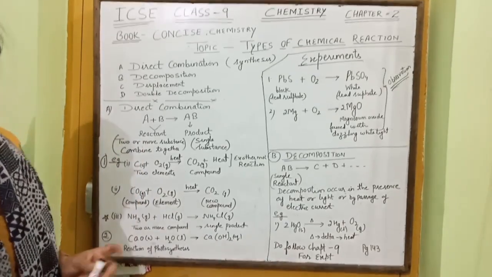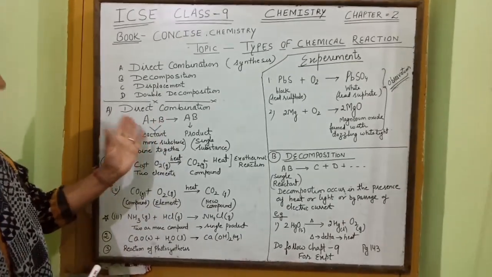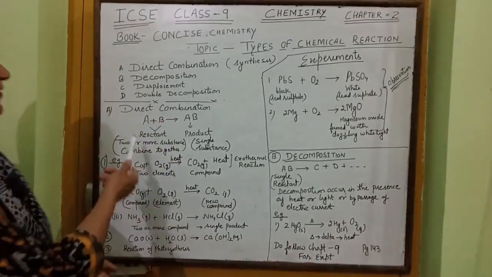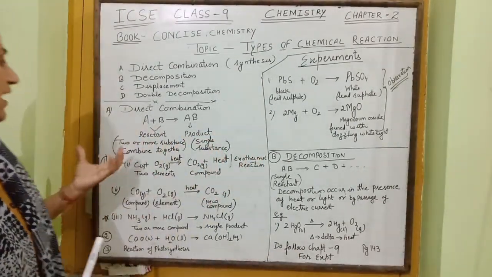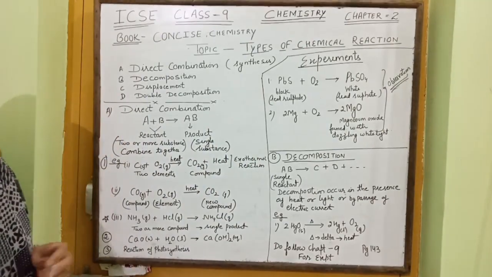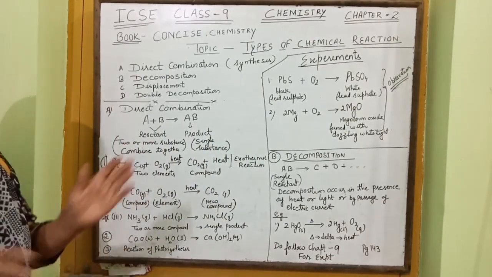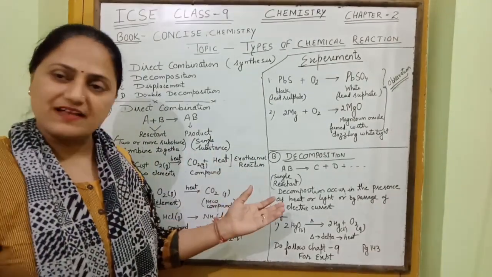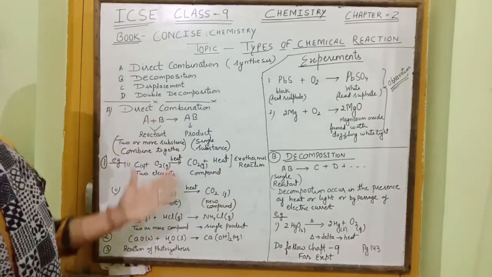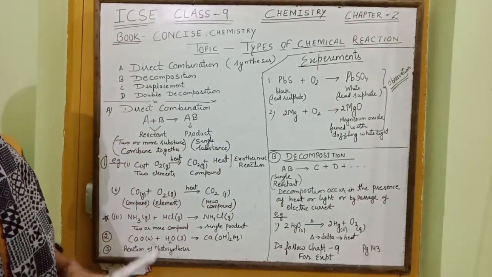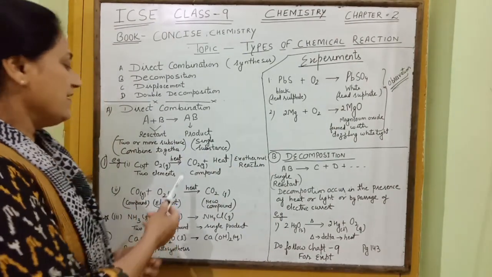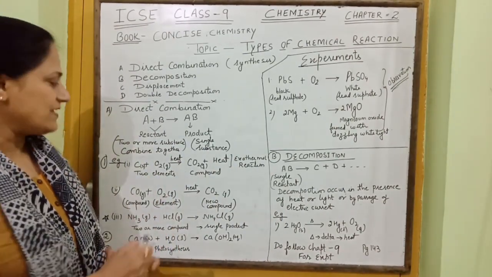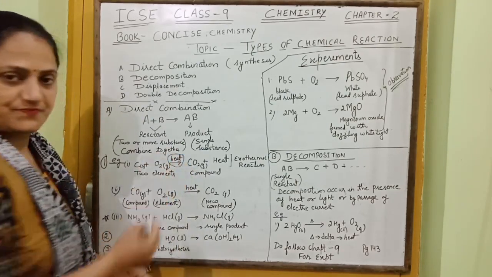Direct combination reaction, as you see, is a reaction in which reactants combine to give a product. These reactants may be two or more substances combined together to give a single substance. Let me show you the example. Here you can see carbon reacts with oxygen, and this reaction takes place in the presence of heat.